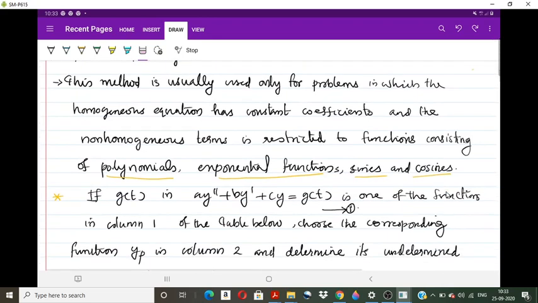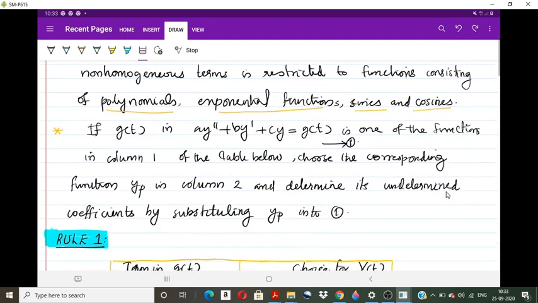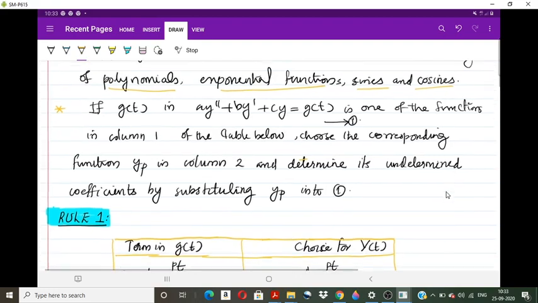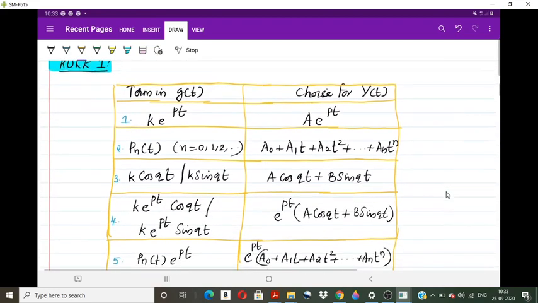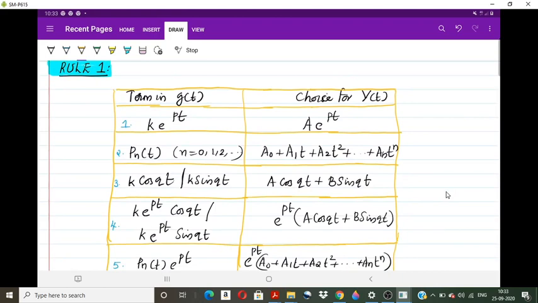The third point is: if g of t in the equation a y double dash plus b y dash plus c y equal to g of t is one of the functions in column 1 of the table below, choose the corresponding function yp in column 2 and determine the undetermined coefficients by substituting yp into equation 1. In the table we have stated the terms in g of t and the corresponding choice for the particular solution yp. So that is our rule 1. If g of t is one of these forms, then only we can choose this method for finding yp.